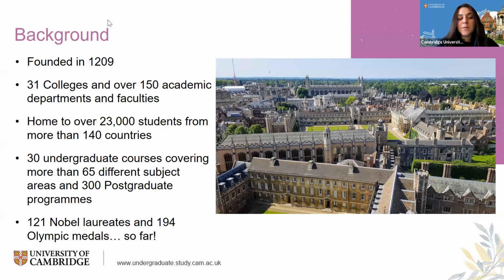A lesser known fact about the University of Cambridge is that we are quite a sporty university. We have 194 Olympic medals, and also we enjoy 121 Nobel laureates so far.